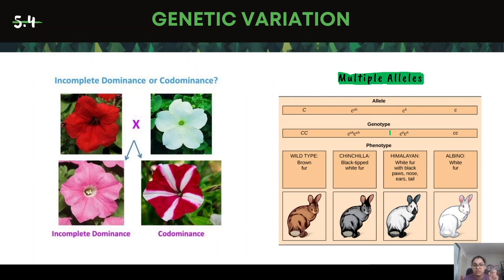So the genotype, the genes, remember, because two parents have to mate, so here the genotype can be CC. That will result in a wild type brown fur rabbit. CCH will result in a chinchilla, which is a black-tipped white fur. Now CHCH will result in the Himalayan fur, which is white fur with black paws, nose, ears, and tails. And finally, the homozygous recessive allele will result in an albino fur, which is white fur.